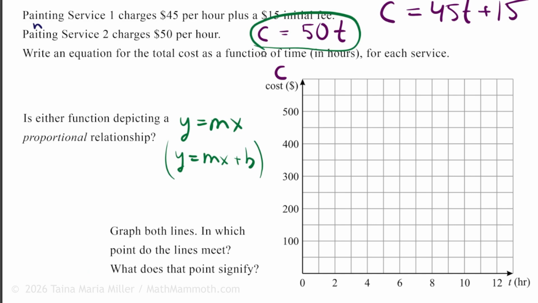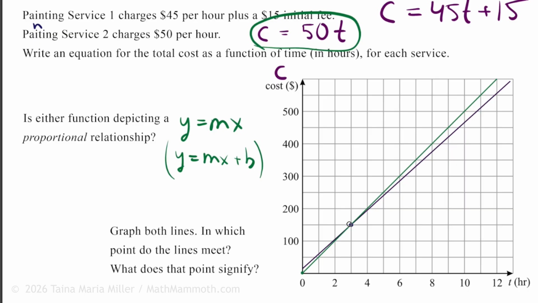Now graph both lines. In which point do the lines meet? And what does that point signify? This one is for the service 2, because it goes through the point 0, 0. It's proportional. And this line is for the other service. Notice it does not start at 0. It starts a little bit above it at $15. And those lines do meet at this point.